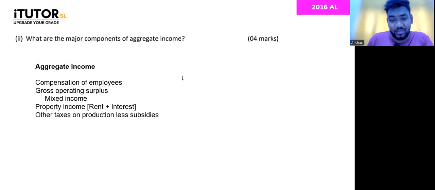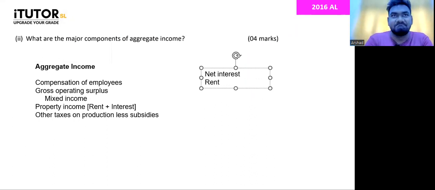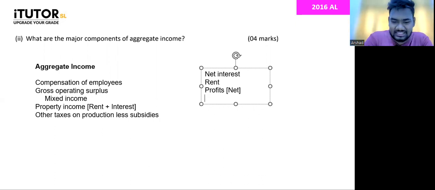Or else, guys, you can give an answer like this. You can say, for example, net interest. You can say rent. You can say profits. You can say something like net profit. And maybe you can give mixed income here, unincorporated businesses' profits. Okay. So don't worry too much about this question, because this is a little out of syllabus now. So they're not going to talk much about it now.